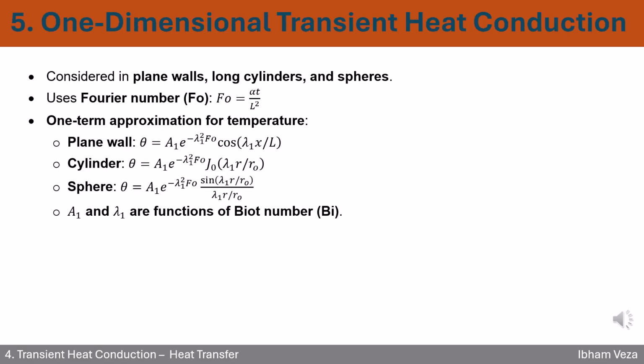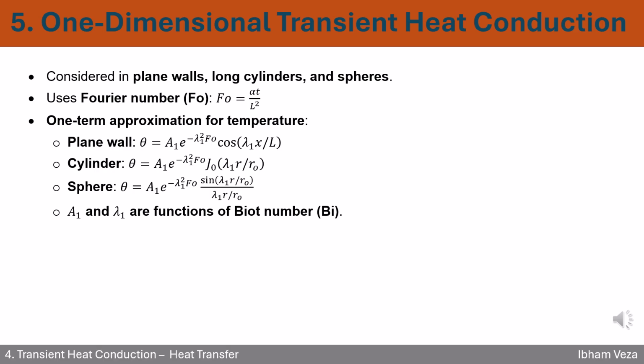5. Focus on 1D transient heat conduction. Let's make your analysis practical and focused. When heat transfer is mainly in one direction, we simplify it using 1D transient conduction. It works well for plane walls, cylinders, and spheres. The key is using the Fourier number to track time effects.